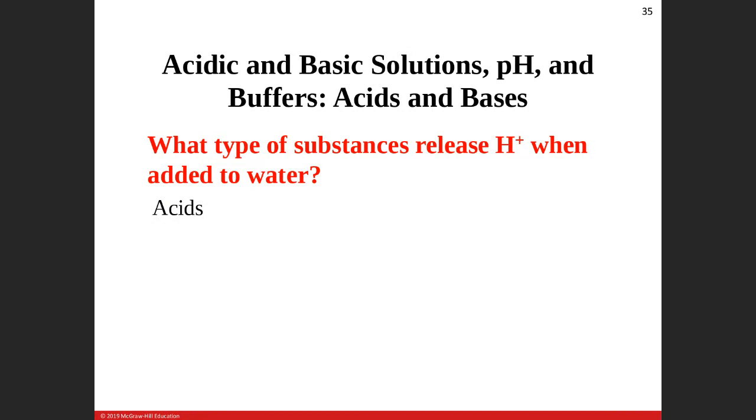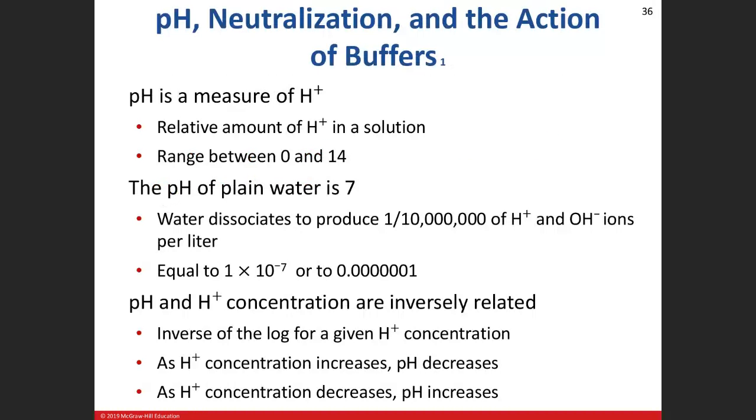An acid is a proton donor. It's going to provide hydrogen ions to a solution, whereas a base is going to kind of suck it up. All right, so we're looking here at pH and neutralization, the action of buffers. It's an important concept to understand.